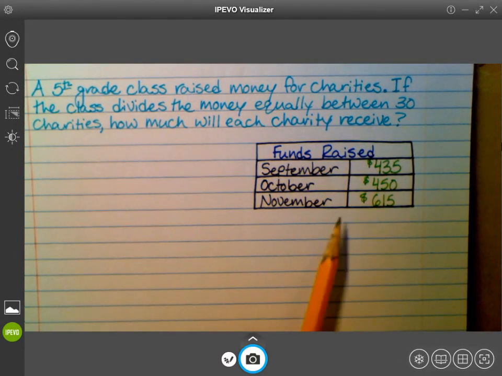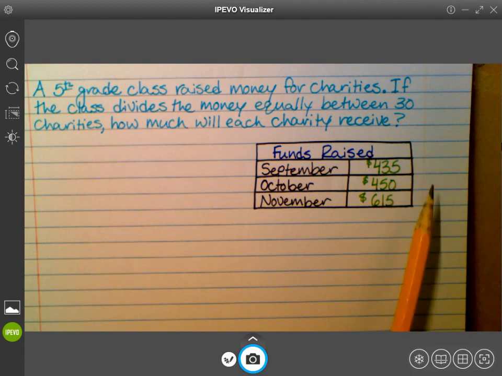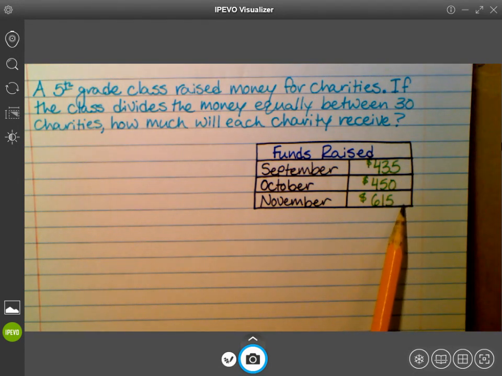And I want you to also put in this chart because that chart is something we need for the problem. So our word problem says, a 5th grade class, here I'll read it all at once and then I'll read it slowly. A 5th grade class raised money for charities. If the class divides the money equally between 30 charities, how much will each charity receive? And then our chart over here says funds raised or money raised. Then we have the month of September, October, and November, and then $435, $450, and $615.